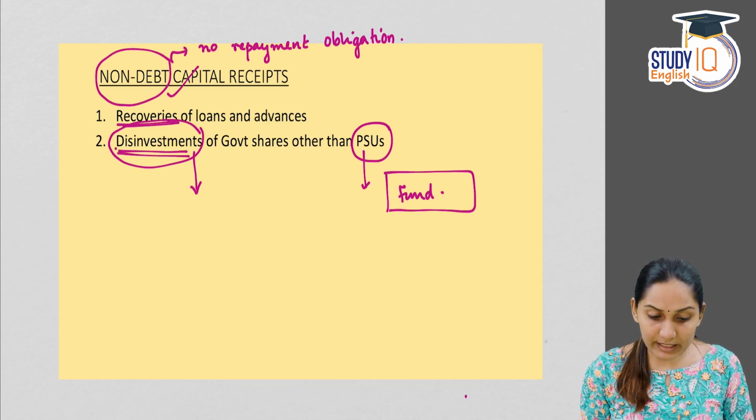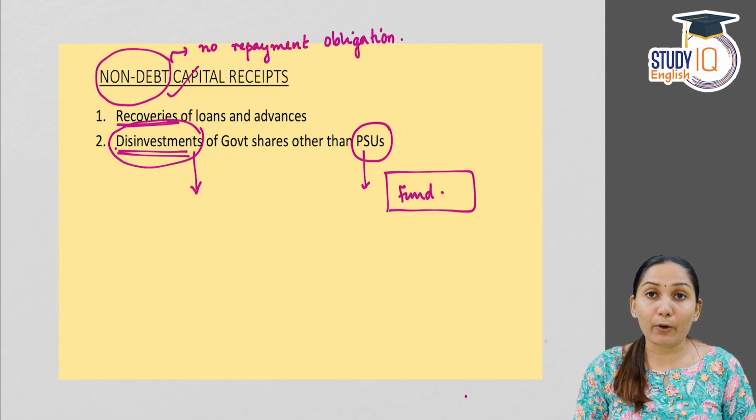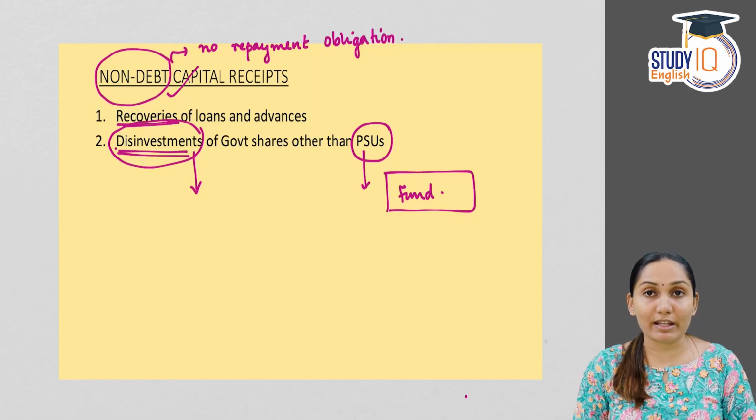So these are the non-debt capital receipts, and this is the receipt side of the budget. I hope the receipt side of the budget is very much clear for you now.